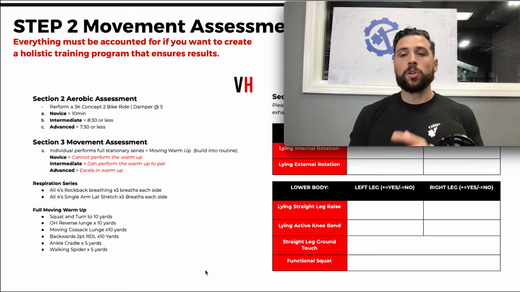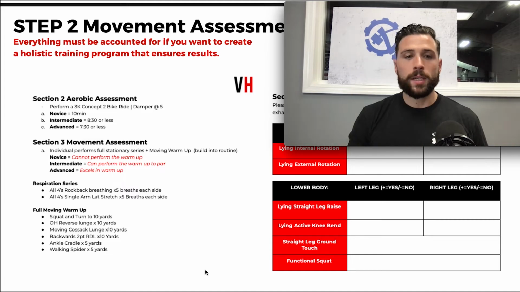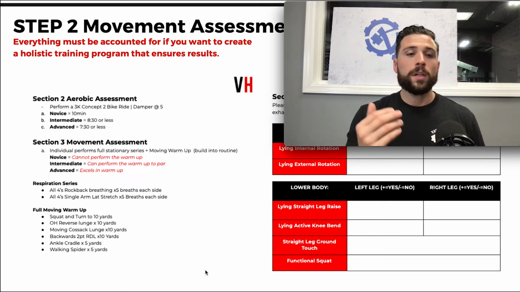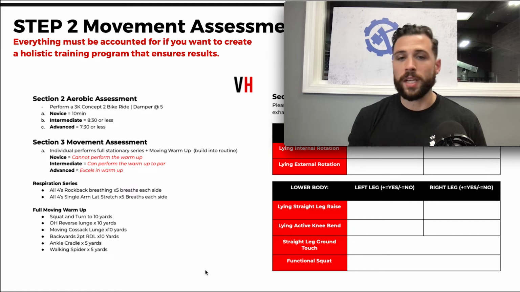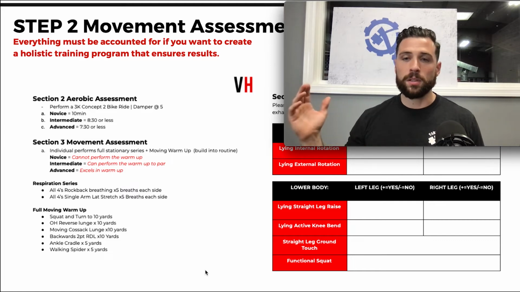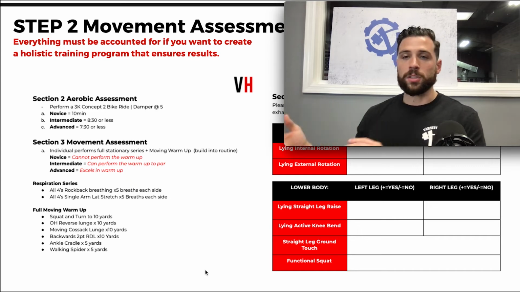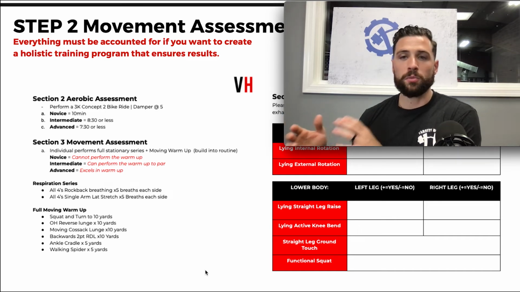Again, we are looking for our aerobic capacity, our movement individuality in terms of how well they move, the respiration series, and then we're looking for our specific movement compensations. Now with this information, we'll talk about this in a little bit, but what do we do with this information that we have?